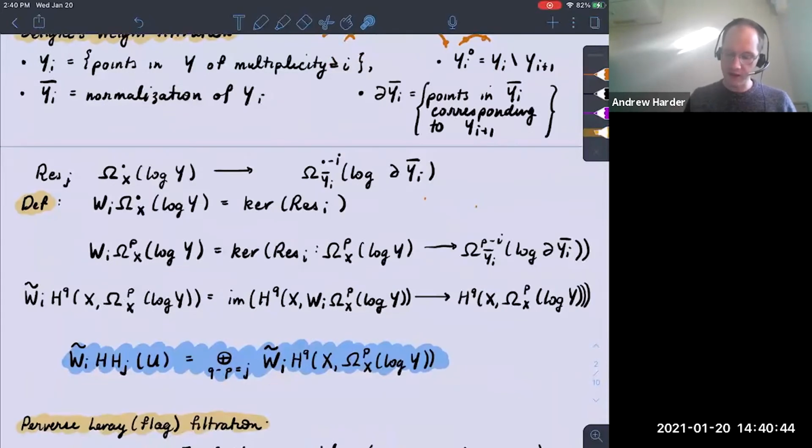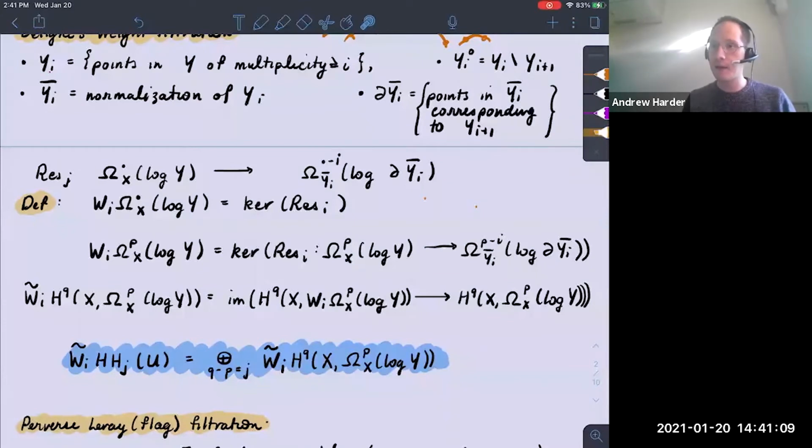Okay, so once I have my filtration on each of these Hodge groups, I can define an extended filtration on what I've denoted as this Hochschild homology group here. And this will give me a filtration on this entire group by just taking the direct sum of all the weight filtered pieces. Okay, so that gives me a good description of the weight filtration on Hochschild homology.